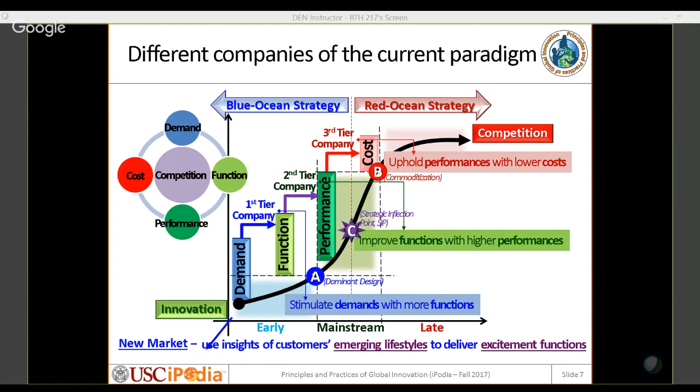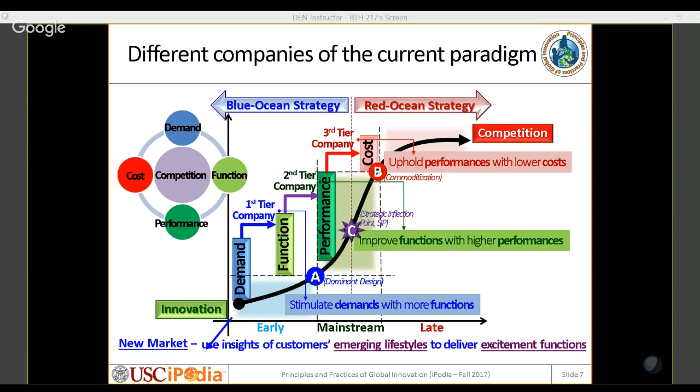And then you'll find there are a lot of third-tier companies. The third-tier companies basically try to make good performance cheaper and cheaper and cheaper. So they never focus on demand and function, because it's already been done. It's already been figured out.